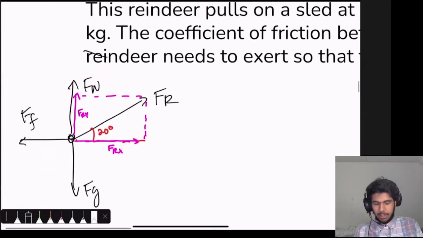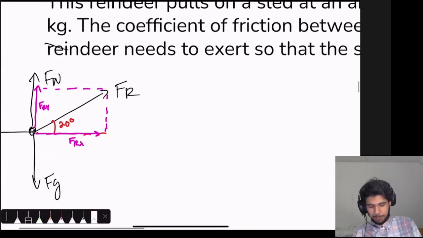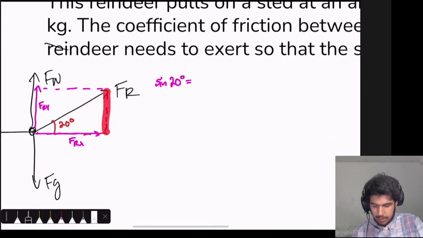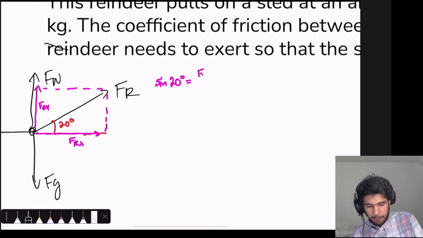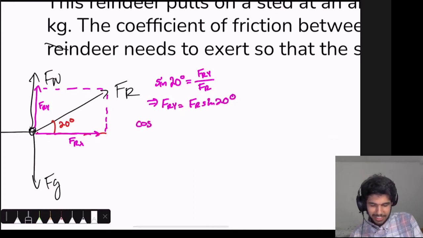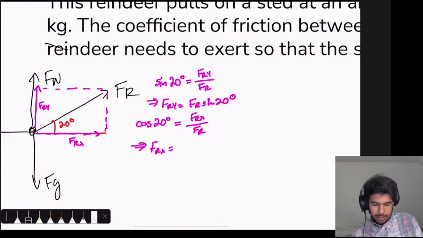So we'll do a similar thing here, but I'll keep FR in for now just so we can compute FRY and FRX. So sine of 20 degrees, we'll do opposite over hypotenuse. This is the opposite, so that's FRY. Hypotenuse FR, so that tells us FRY equals FR sine of 20 degrees. Hopefully this is feeling much more comfortable, this component stuff. The adjacent side is FRX, so this gives us FRX equals FR cosine of 20 degrees.